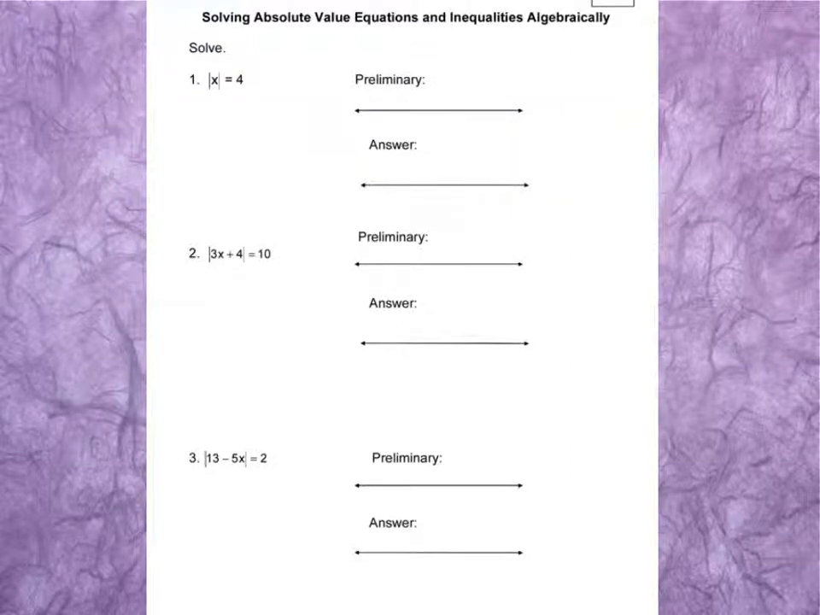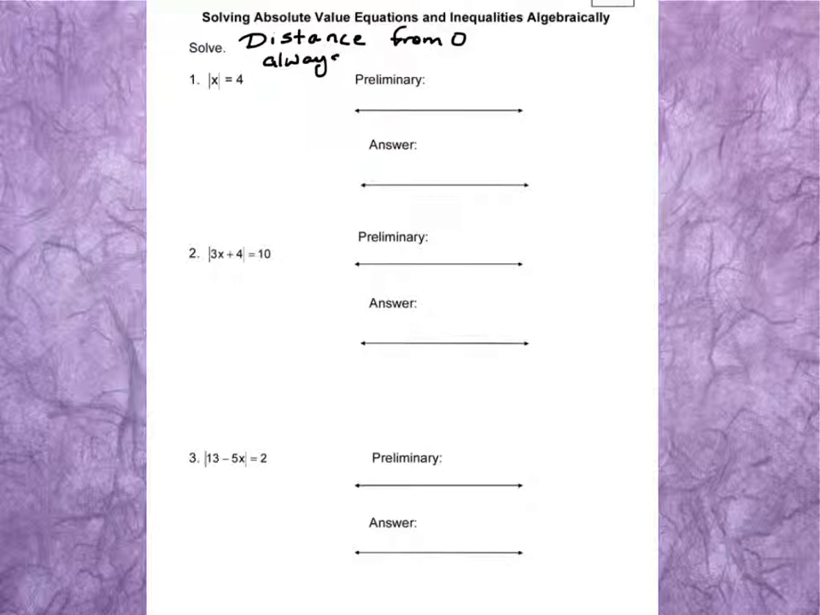Alright, this is lesson 1-6 in Algebra 2, Unit 1, Lesson 6, Solving Absolute Value Equations and Inequalities Algebraically. First, let's think about and talk about what absolute value is. Absolute value is a distance, and it's specifically the distance from 0. Okay? So since it's a distance, it's always a positive number. Okay, so absolute value is always positive.